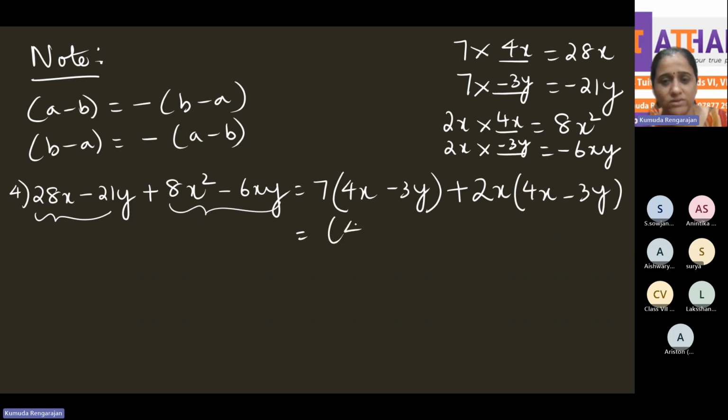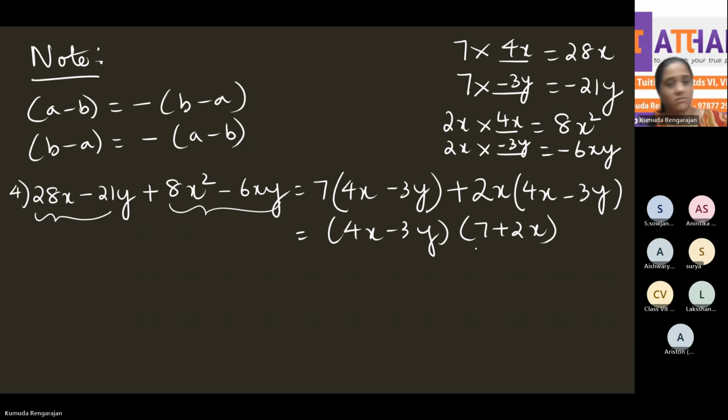So just write that once, 4x minus 3y, and gather the terms 7 and plus 2x in the other bracket. You can write it as 2x plus 7 or 7 plus 2x. Both are fine. Both are the same.